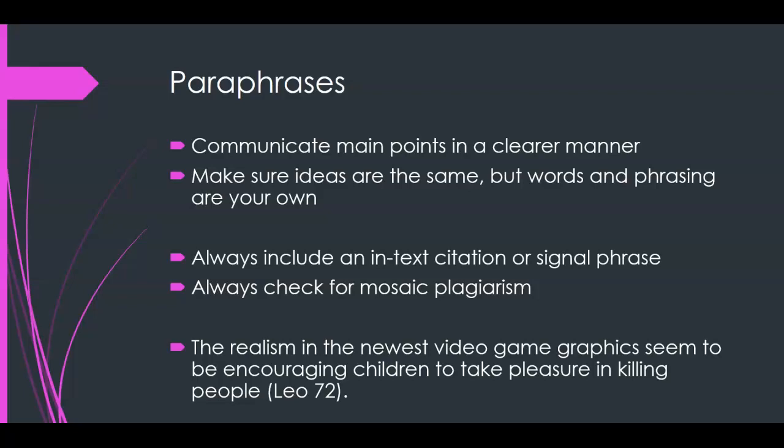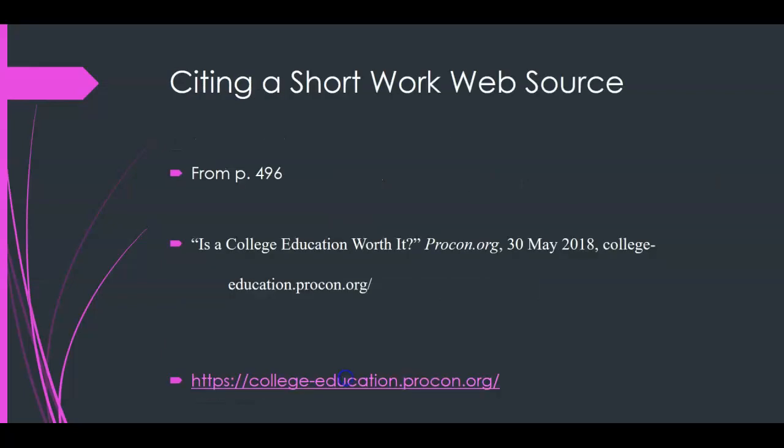The realism in the newest video game graphics seem to be encouraging children to take pleasure in killing people. And so that's from the same section that I was looking at earlier for the other two examples. So you could see putting it into my own words and then the in-text citation at the end. The standard is last name and page number from a print source. If it's an online source, it'll just be last name. If it's an online source with no author, then it will just be the title. So whatever comes first in that works cited entry.